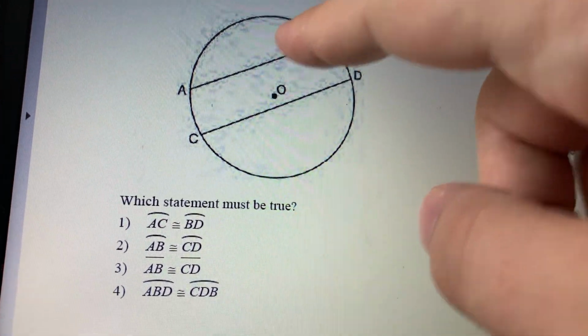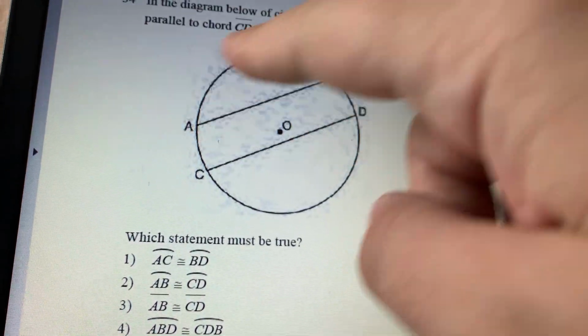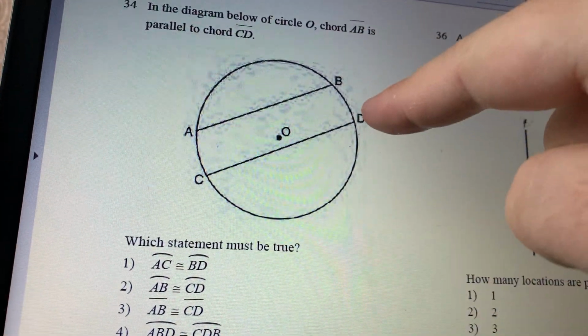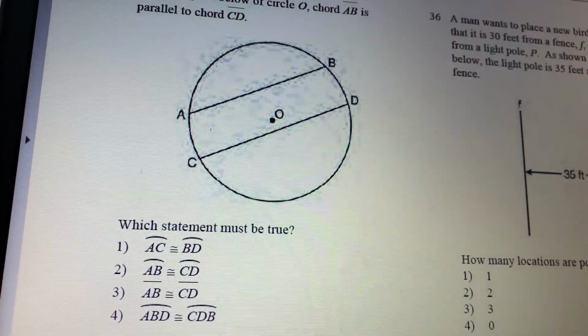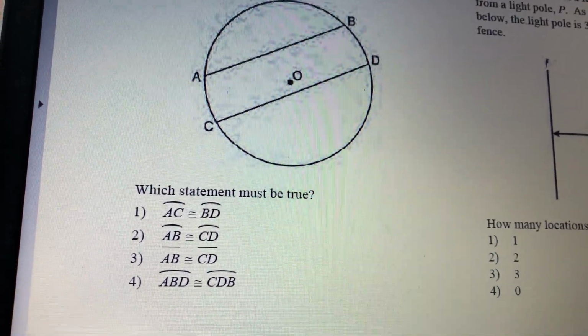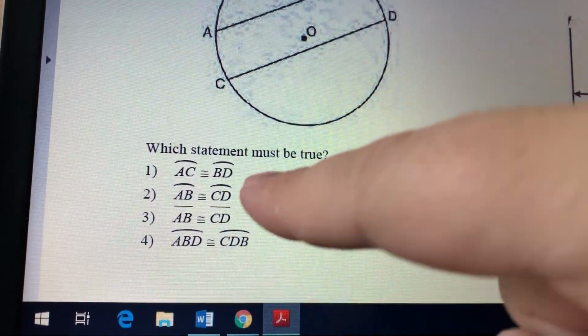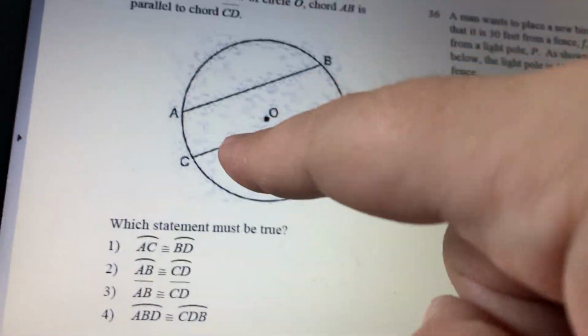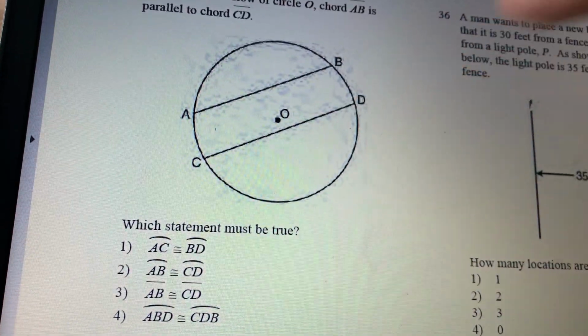Arc AB is congruent to arc CD. So AB up top, congruent to CD on the bottom. This obviously looks shorter than that one, so let's skip it. Line segment AB is congruent to line segment CD. So this line and this line are the same length.